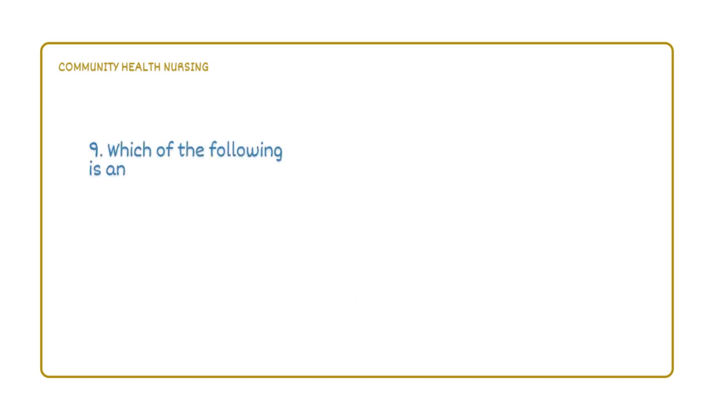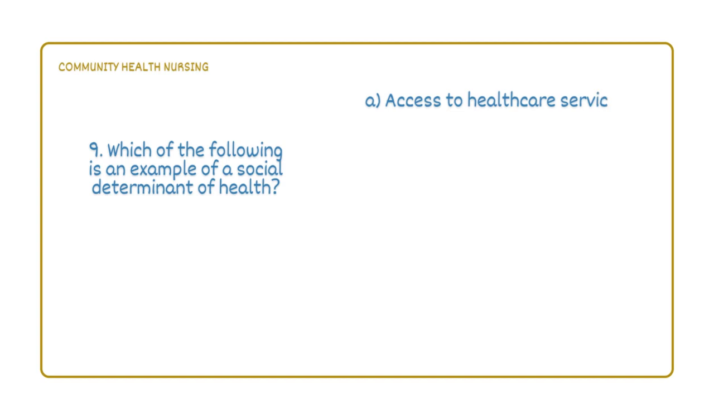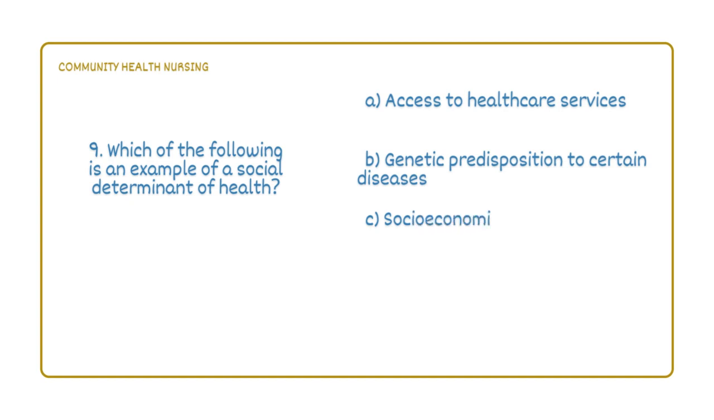9. Which of the following is an example of a social determinant of health? A. Access to healthcare services. B. Genetic predisposition to certain diseases. C. Socioeconomic status. D. Lifestyle choices.